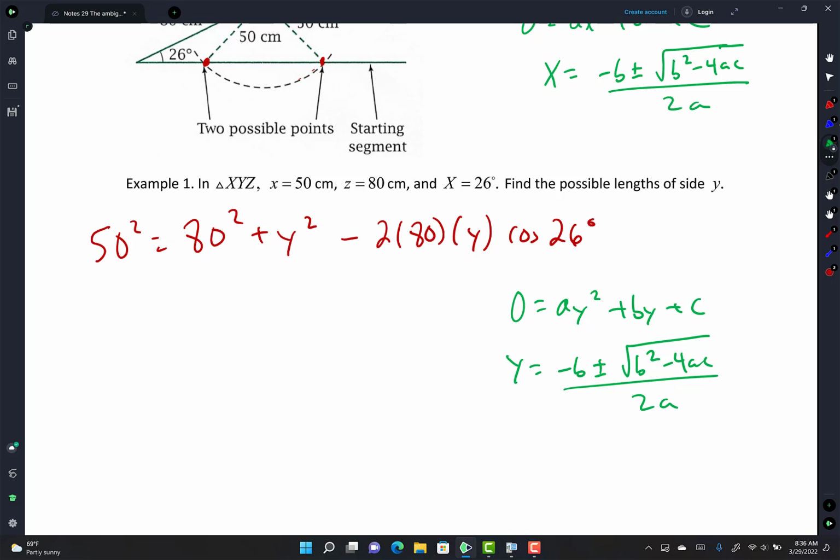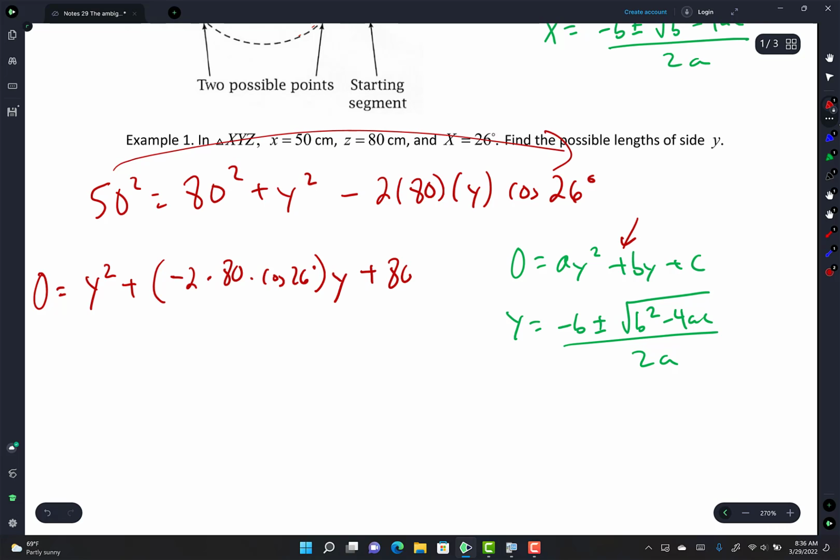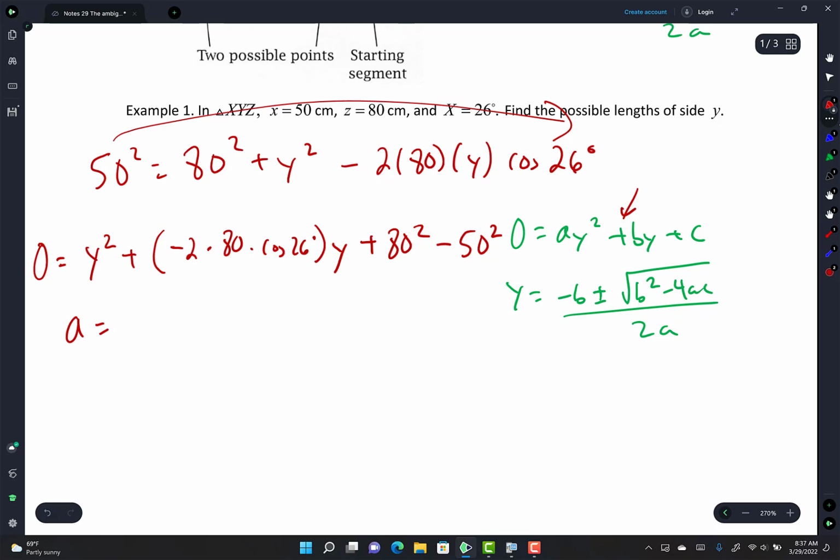So I'm going to move that 50 squared to the right. I'm going to write it like this: 0 equals y squared, and I guess since I put a plus there, I'm going to say plus negative 2 times 80 times cosine 26 degrees y plus 80 squared minus 50 squared, where a is 1, b is negative 2 times 80 times cosine 26 degrees, and c is 80 squared minus 50 squared.